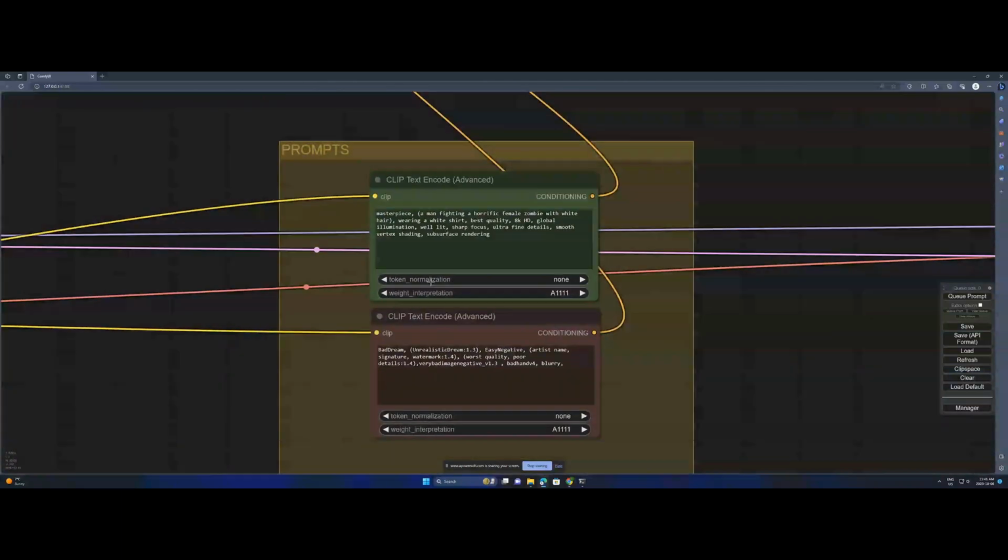Next, this is the prompt, which I just pulled from Disney Model Civit AI page. Here you will have to experiment to see what works best.